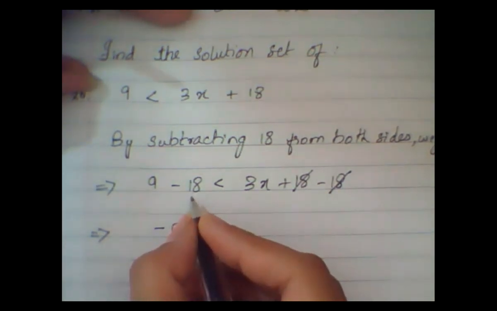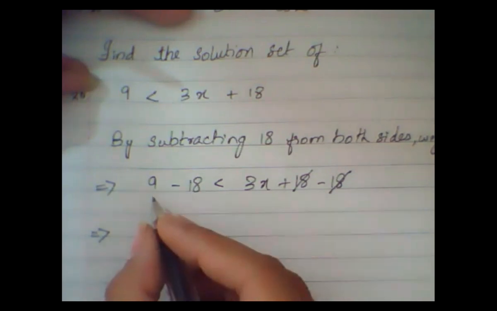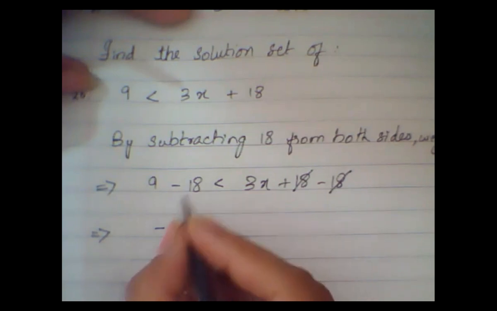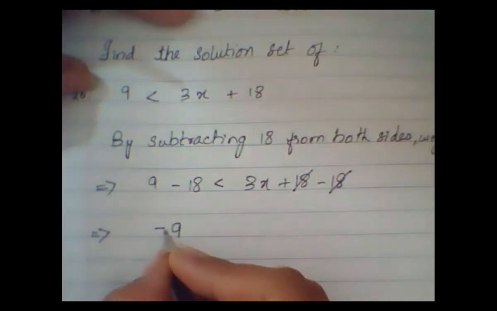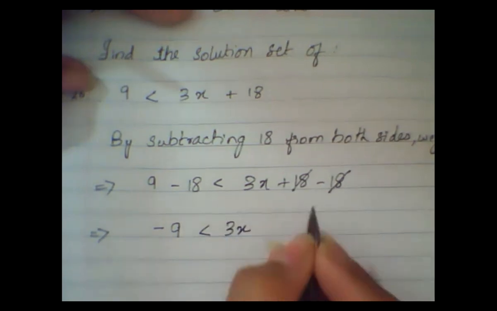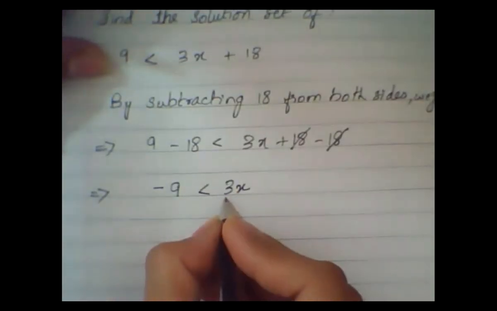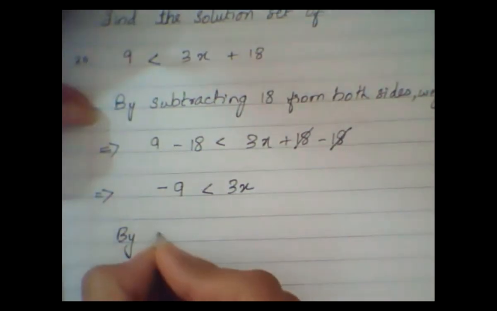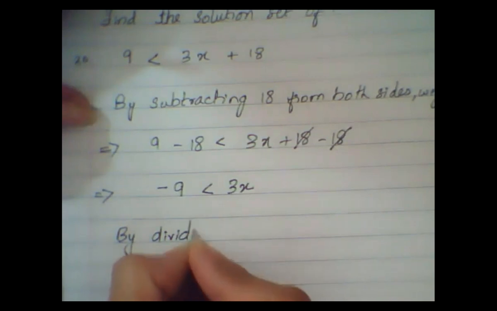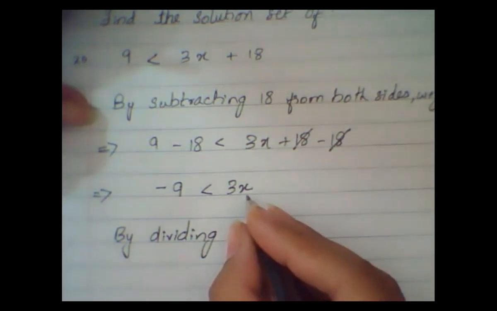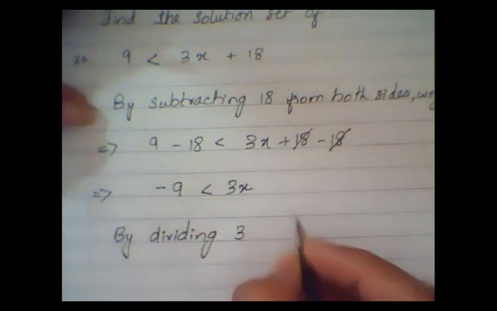Because the negative number is greater. Because 18 minus 9 is plus 9. So when minus 18, the negative number is bigger, we get the answer in negative. So we get minus 9 is greater than 3x. Okay. Now, because this 3 is multiplying over here, so by dividing 3, only 3, not minus 3, because there is no negative sign over here.